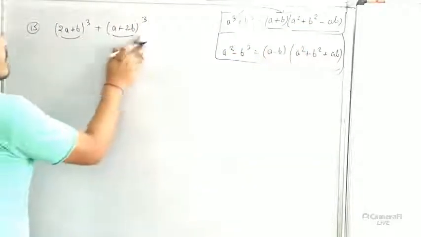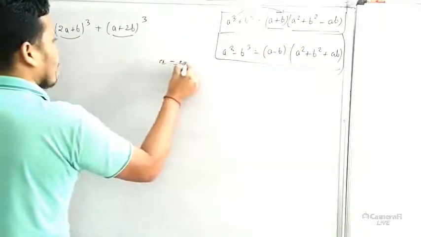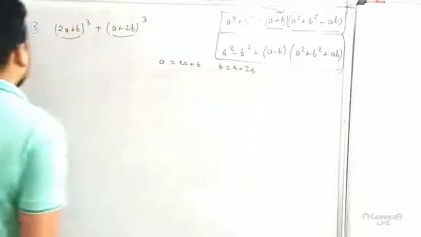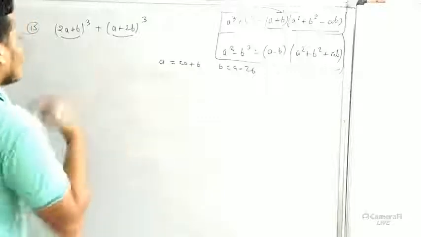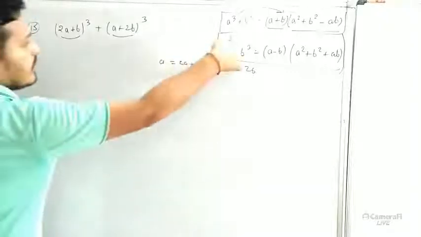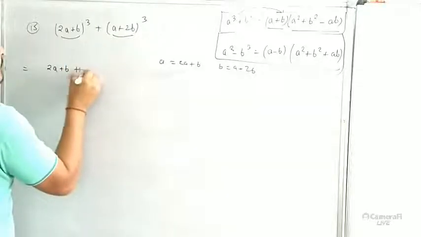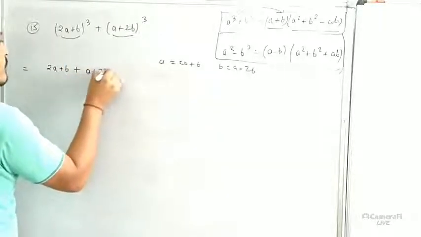What is a? a is 2a plus b and b is equal to a plus 2b. It is a very simple question, let's solve it and see. a plus b is 2a plus b plus a plus 2b.